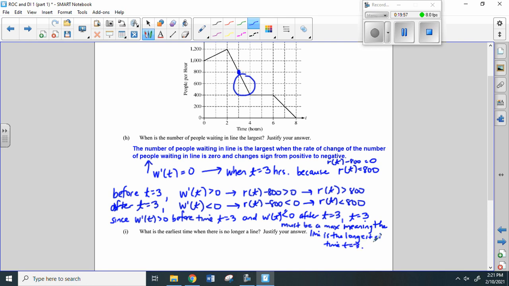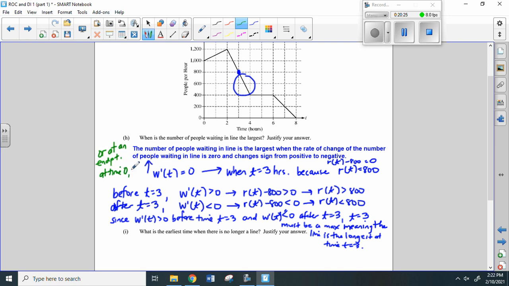I guess technically you should, let me go back and add that in. So technically it's an absolute max, and that happens where you have a relative max or at an end point, all right? But remember, we know how many people are waiting in line at time 0.